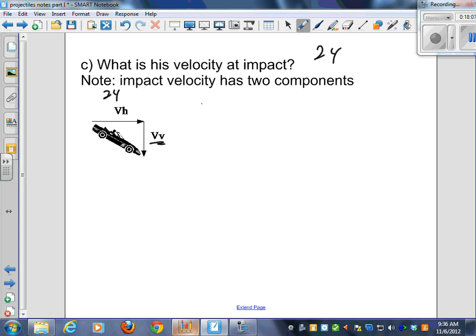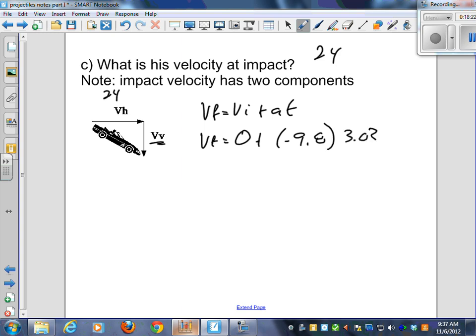Pretty straightforward. VF equals VI plus AT, right? The VF being my vertical component at the end. My initial vertical component was 0. I'm accelerating at minus 9.8, and my time is 3.03. So I'm traveling about 29.7 meters per second right here.